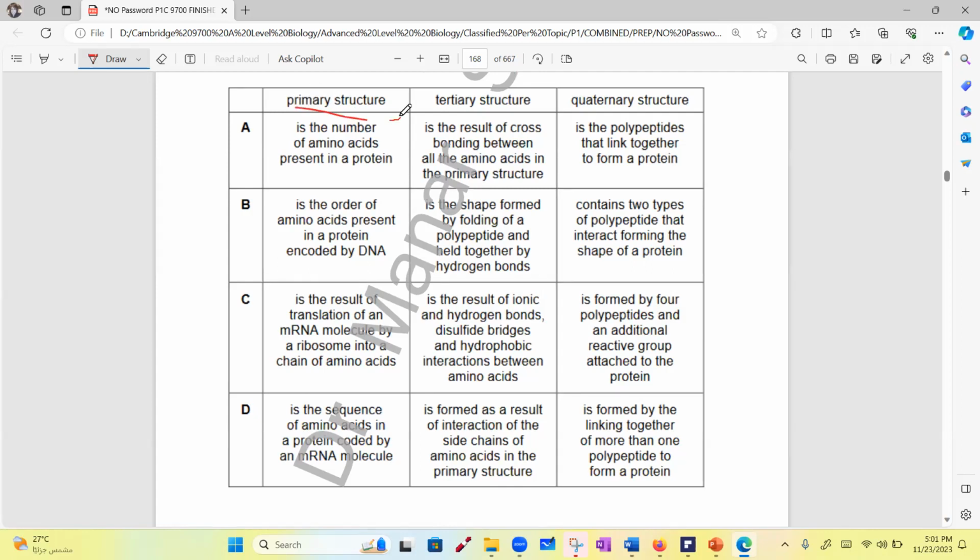Now, the primary structure, we always use a certain word. Sequence. A sequence of amino acids. Very good. Sequence. Correct. And to make sure, tertiary structure formed as a result of interaction of the side chains. Yes. And the quaternary structure formed by the linking together of more than one polypeptide. Yes, it has to be D.